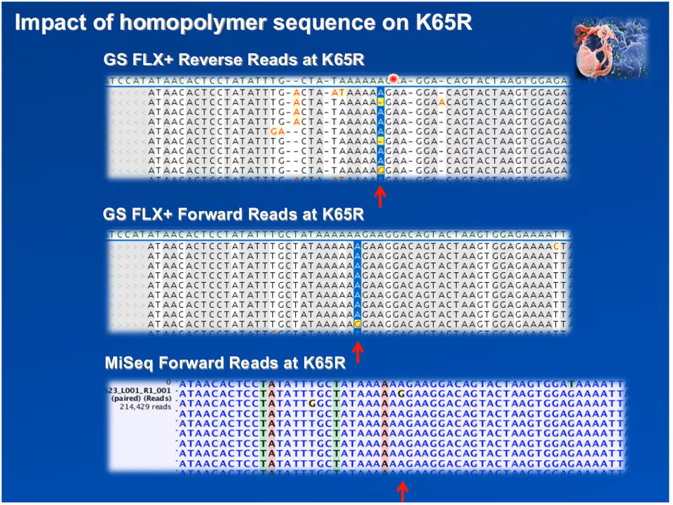But going back to the top here, one of the reasons we feel is responsible for the insertions and deletions around this region of K65R in the reverse strand reads is that there is a homopolymer stretch that flanks this particular site. And as you know, there have been some issues in ultra-deep sequencing relating to the accuracy of sequencing in homopolymer stretches. And we feel that this is one of the reasons why there is some difficulty in getting an accurate variant frequency result from the GS FLX Plus in this particular position.